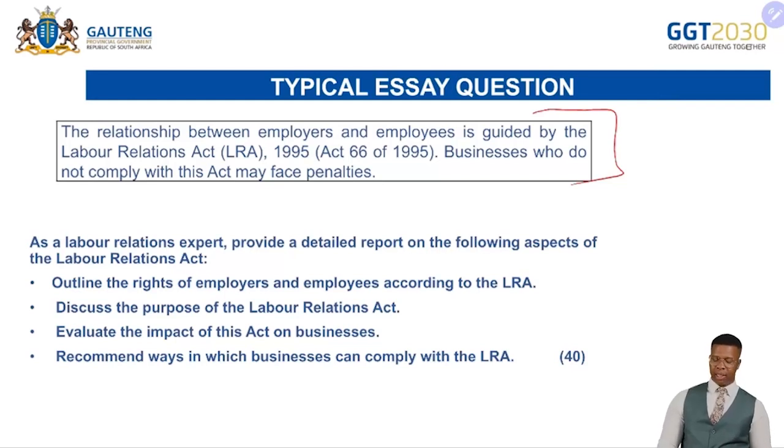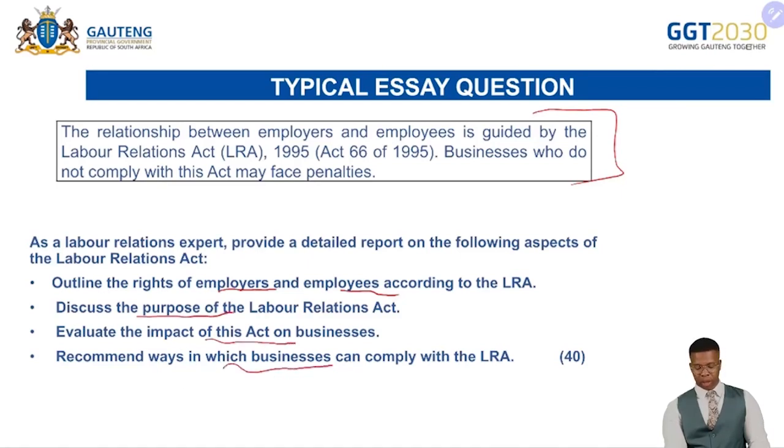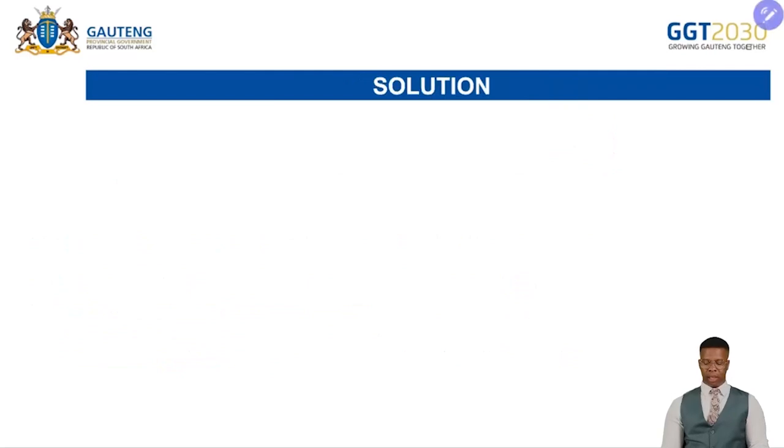The relationship between the employer and the employee is guided by the Labor Relations Act of 1995, Act 66. Businesses who do not comply with this act may face penalties. As a labor relations expert, provide a detailed report on the following aspects of the Labor Relations Act. Outline the rights of the employer and employees according to the labor relations, discuss the purpose, evaluate the impact, and recommend ways in which a business can deal with the Labor Relations Act.